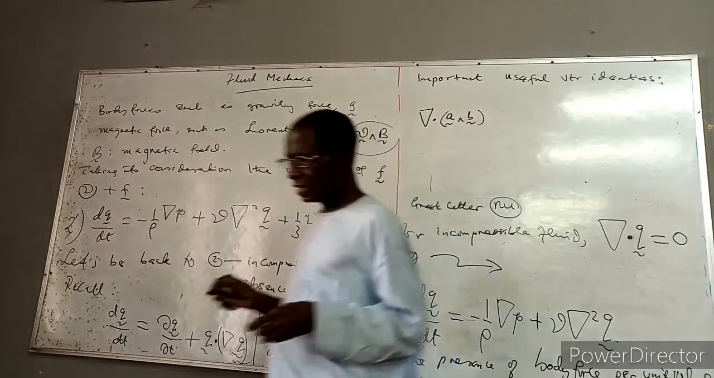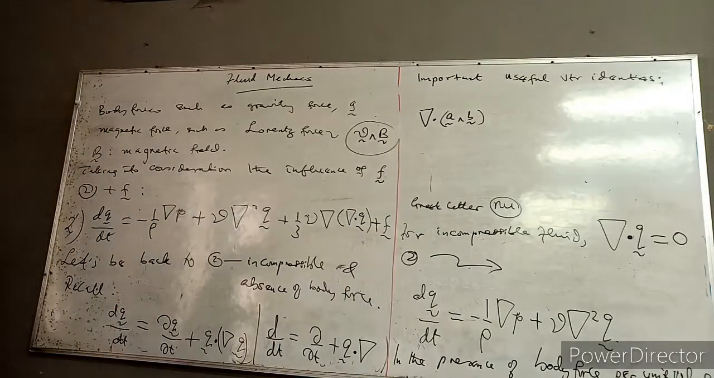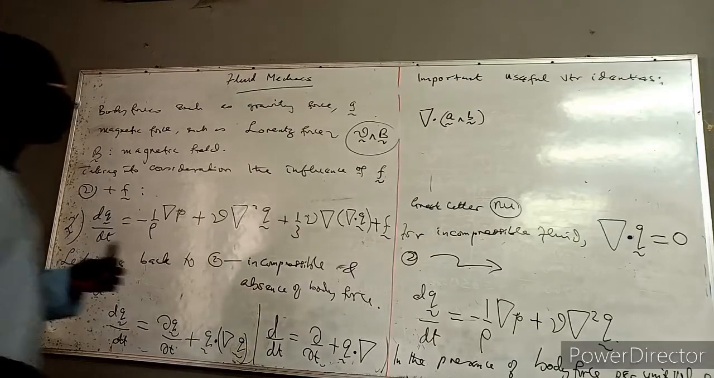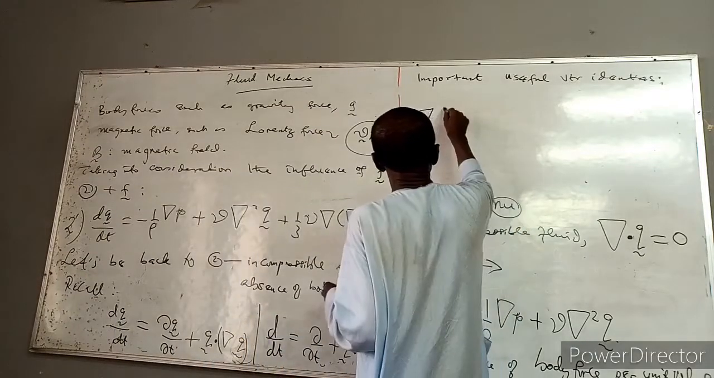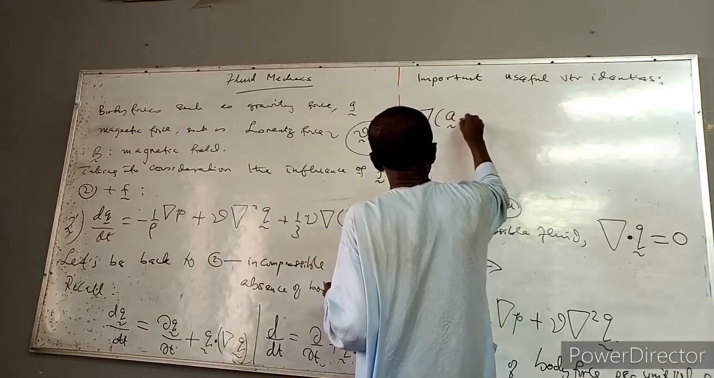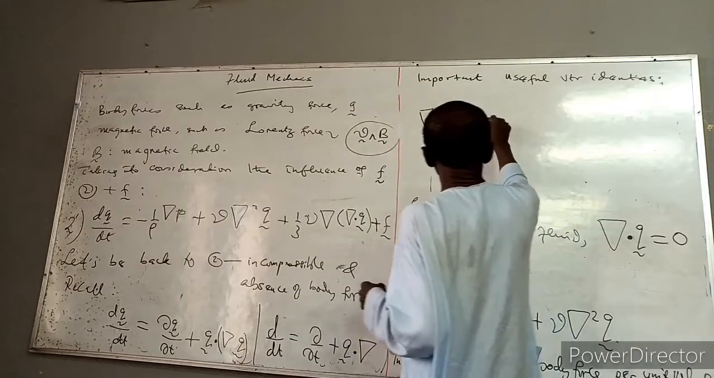B is what? Div A cross B. No, div of A dot B, sorry. Grad of A dot B is one of the identities. How do we expand this?